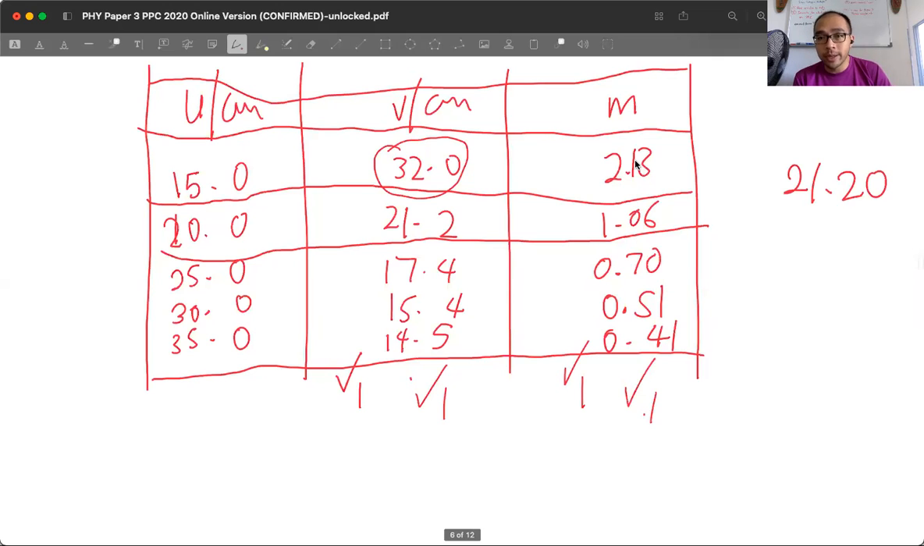Okay, because of the one decimal place, I will not penalize you here, but I will penalize you in the graph. Okay, so kalau sini kalau tak one decimal place and I didn't take this correct, okay, please take note lah.